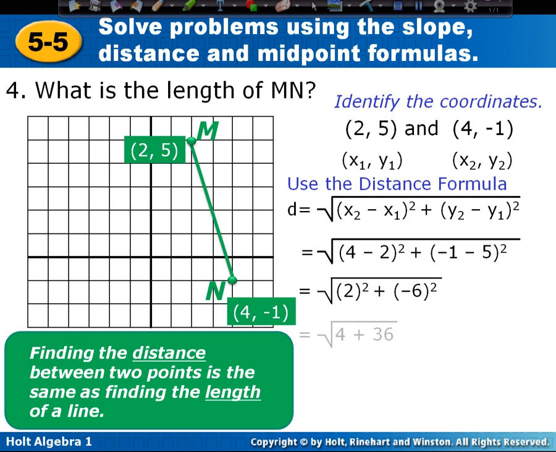Then I'm going to square each one. So I'm going to do the exponents. I'm going to say 2 squared is 4 and -6 squared is 36. Now be careful. This is the biggest mistake that people make. -6 squared is -6 times -6, which is a positive 36. 36 plus 4 is 40, so the square root of 40.